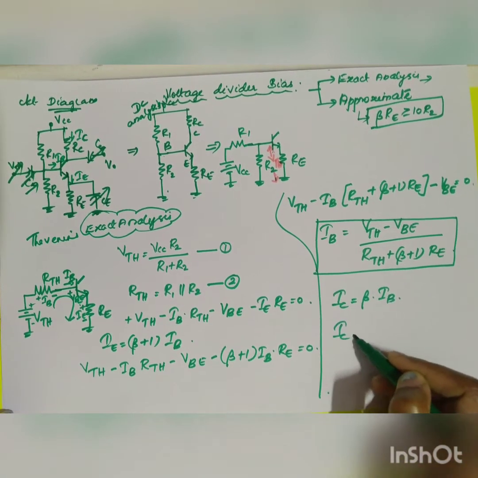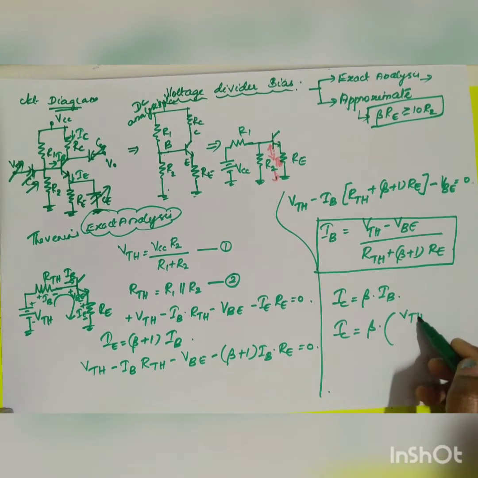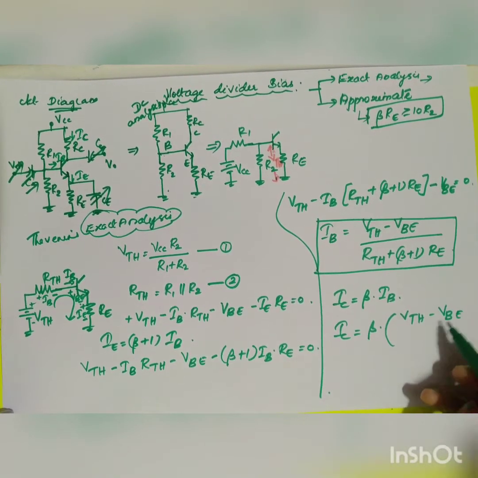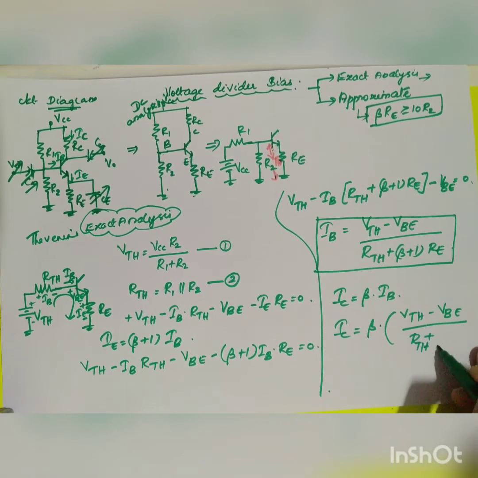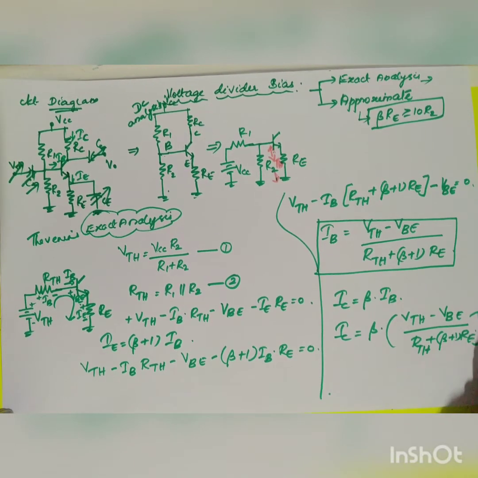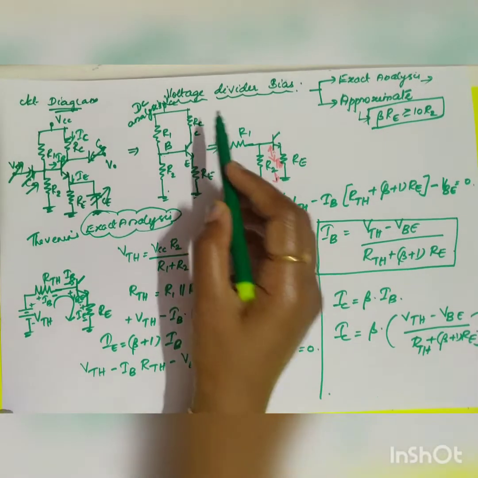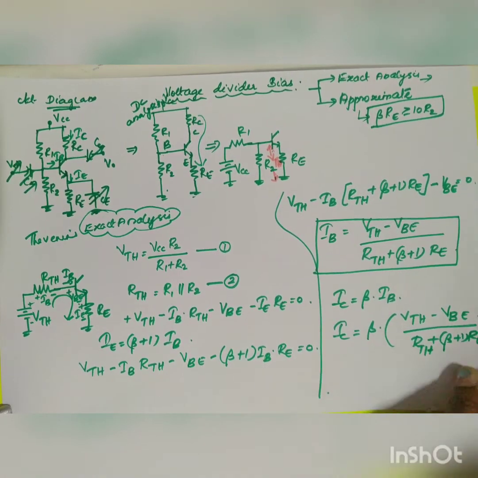So what will be your IC? IC will be equal to beta into (VTH minus VBE) divided by RTH plus (beta plus 1) into RE. So you have got the value for your IC. Now if you apply the output loop equation, you will get your value for VCE.